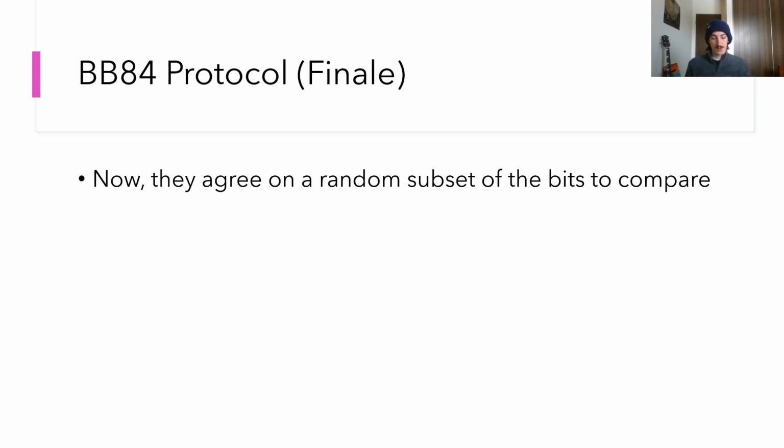And now for the last part, because they have the secret key, but they need to make sure that no one was eavesdropping. And so to check that, they first agree on a random subset of the bits to compare. So say they'll choose the second and last bit.